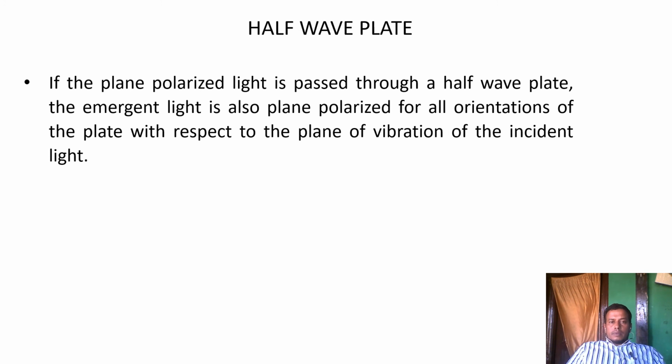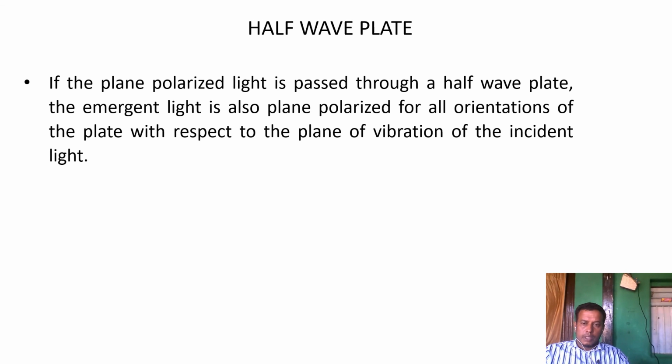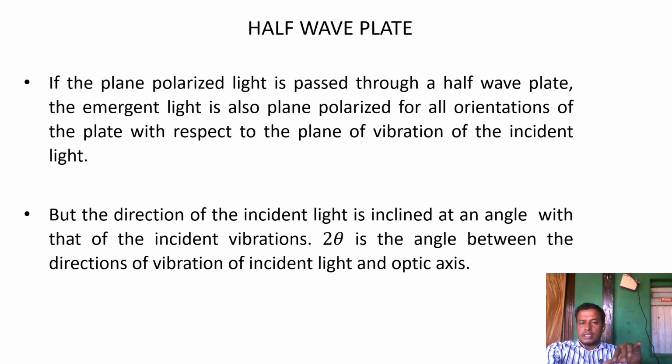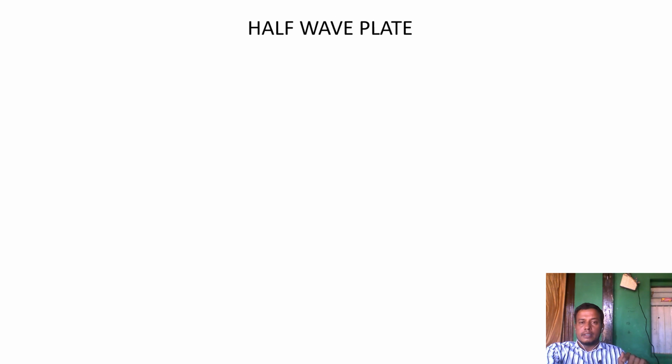When plane polarized light is allowed to pass through this half wave plate, the emergent light is also plane polarized, no doubt. This holds for all orientations of the plate with respect to the plane of vibration of the incident light, but the direction of vibration of the emergent light is inclined at an angle 2 theta, where theta is the angle between the direction of vibration of the incident light and the optic axis of the half wave plate.